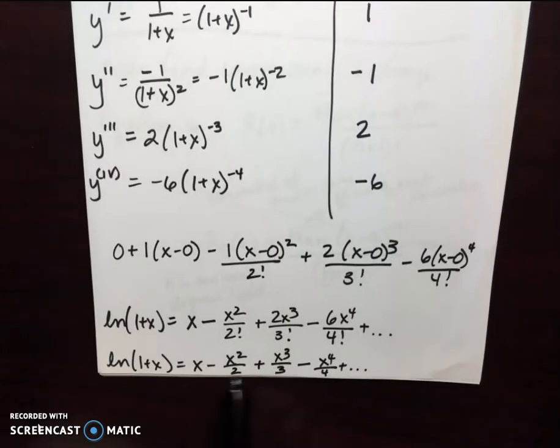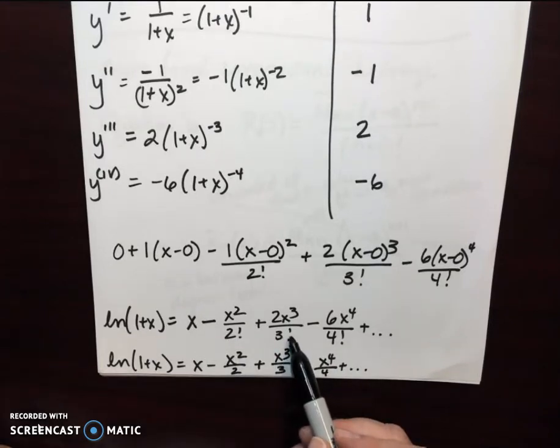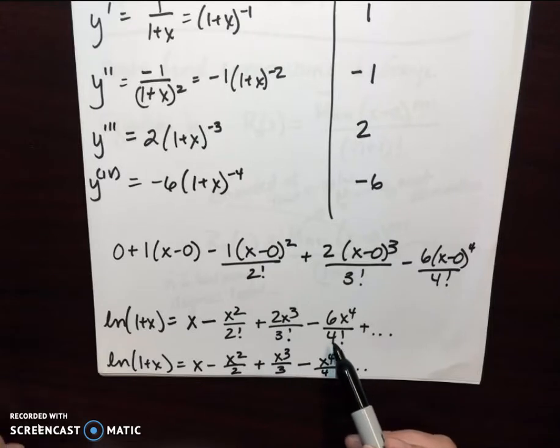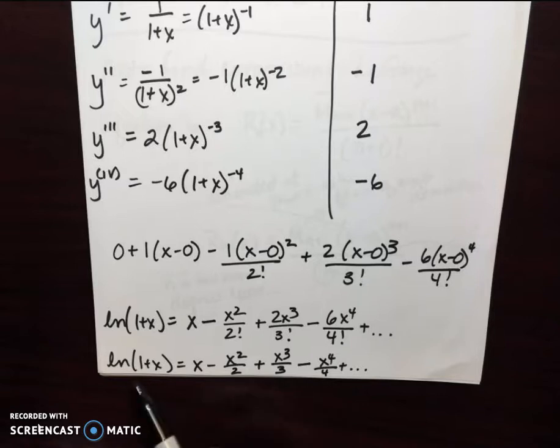And when I clean it all up, this is what this looks like. Just remember that this is 3 times 2, so I can cancel out the 2's. This is 4 times 3 times 2, so I can cancel out the 6's. So the natural log of 1 plus x is beautiful.